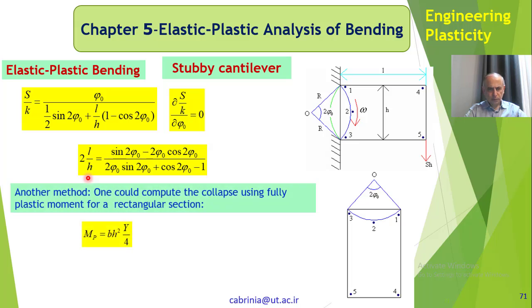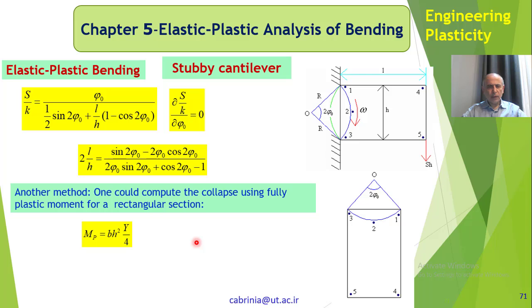So if I substitute this for phi naught here, I can substitute for L over H, or I can substitute for phi naught in terms of L over H. Okay, it's a bit difficult to solve this, but if you have numbers here, for instance, if L is 20 centimeter and H is 15 centimeter, then you get a number here and you can obtain phi naught, and you put phi naught in here and you get S, okay, because K is known. K is the yield shear stress.